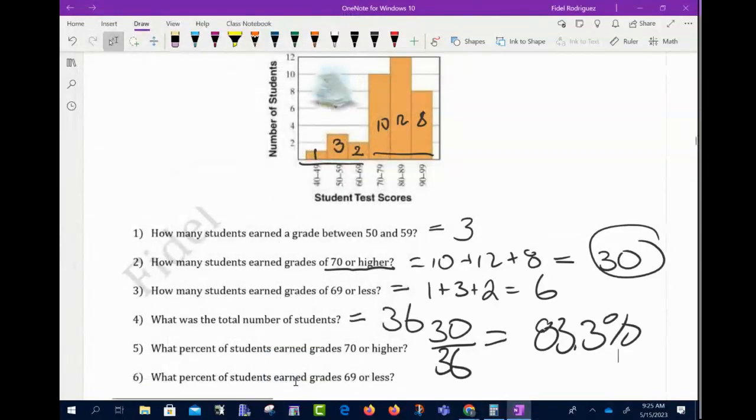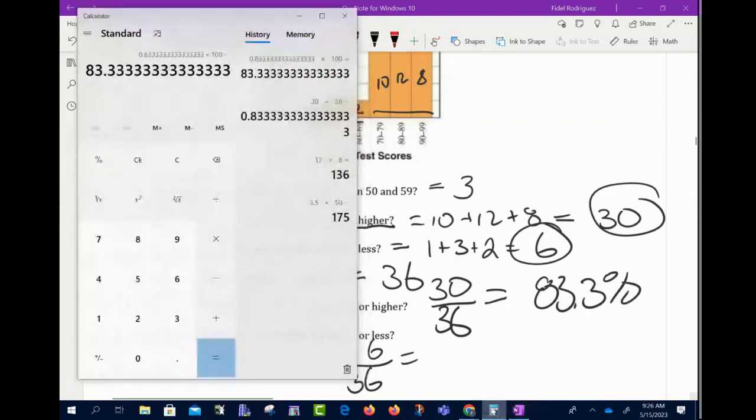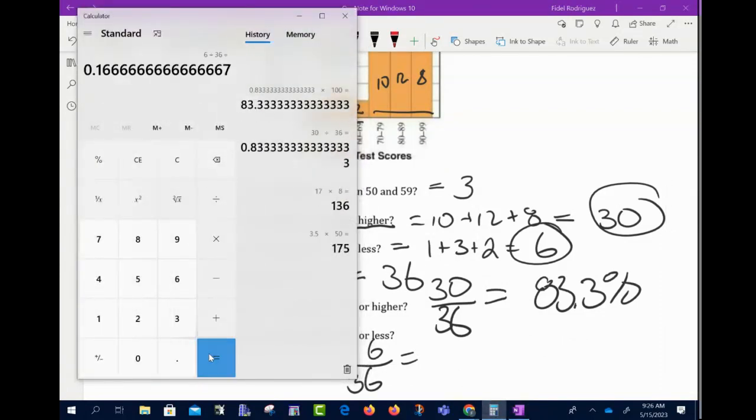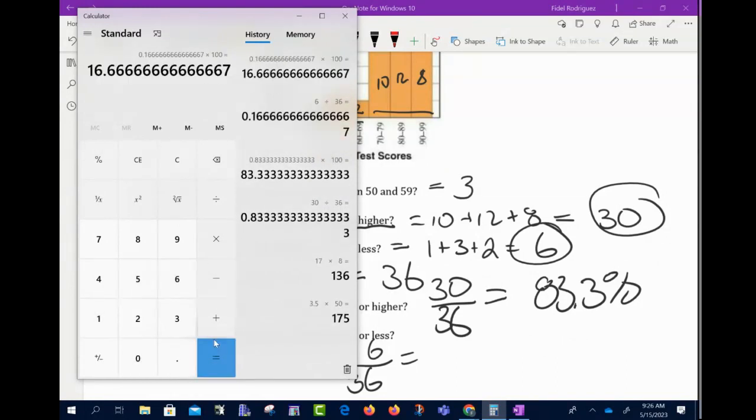Okay, what percent of students earn grades 69 or less? Remember, we had a total of 36 students, right? And how many of them made 69 or less? 6 of them, right? So look, let's do the same thing here. Let's take 6, let's divide it by 36, okay? Let's multiply that by 100. Again, y'all, we're going to do the same thing. We're going to round to the nearest tenth. Question I want to ask you, 16.6 or 16.7?